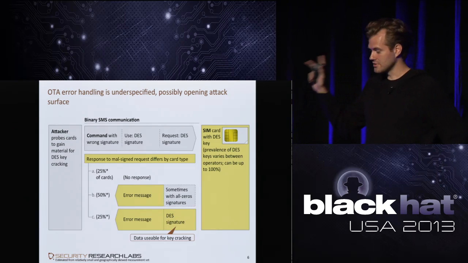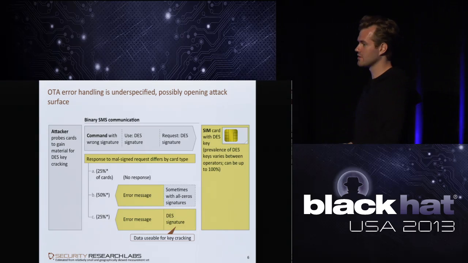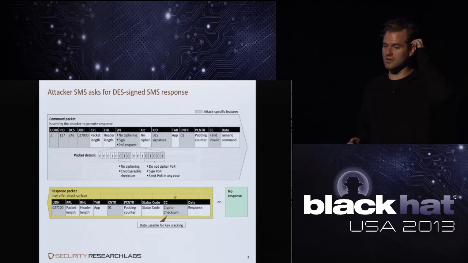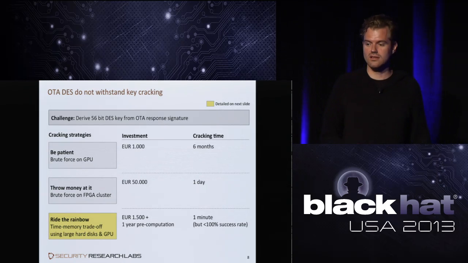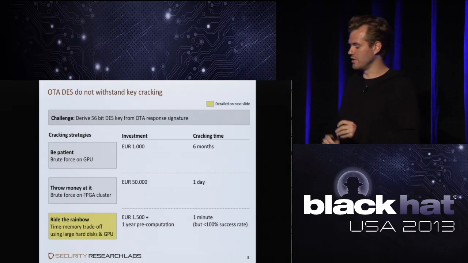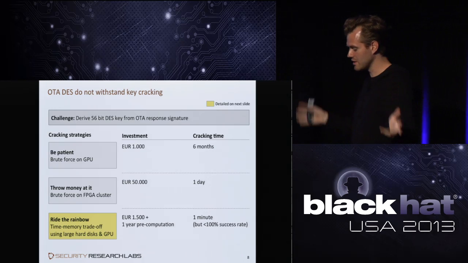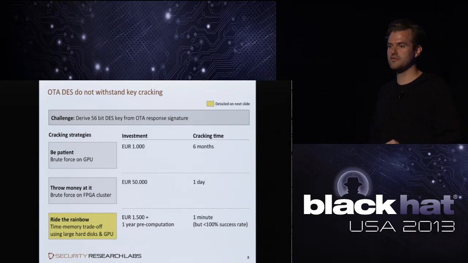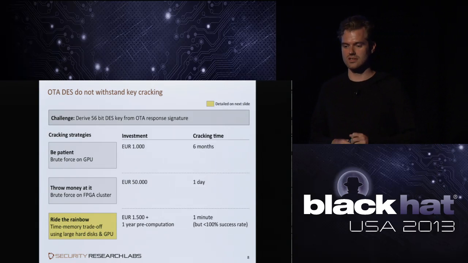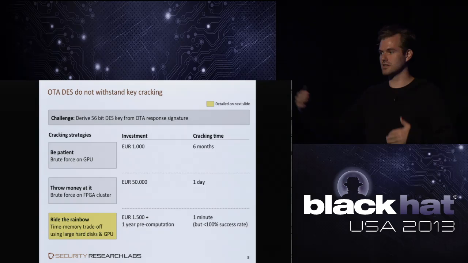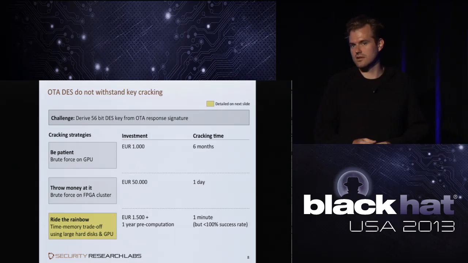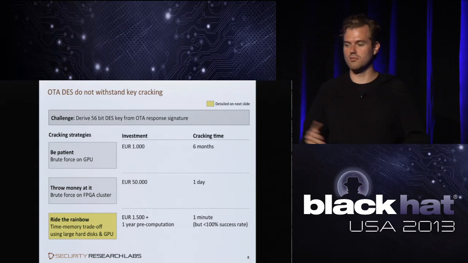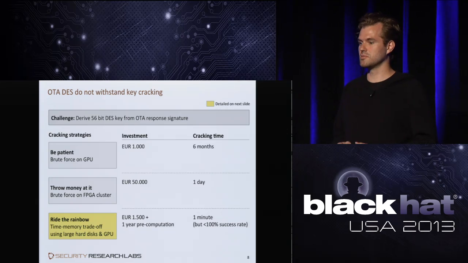So on to the second problem. We don't want to spend $1 million for the DES Crack. Neither do we want to break it over a long period of time. In fact, the $1 million has come down to roughly 50,000 euros, so $70,000 or something, that you can buy in Germany in an FPGA cluster. It still takes one day, though. Not very attractive, I would imagine, to anybody wanting to crack SIM cards at large.